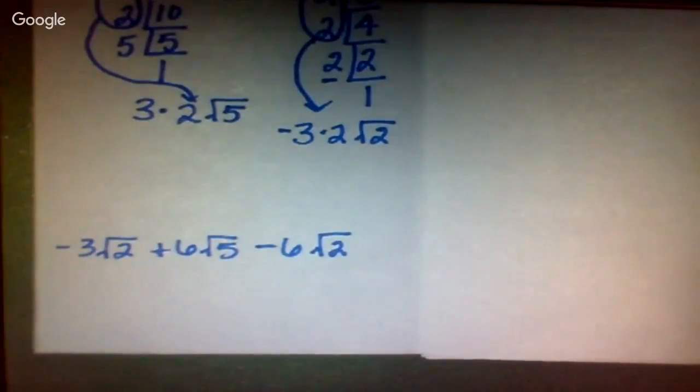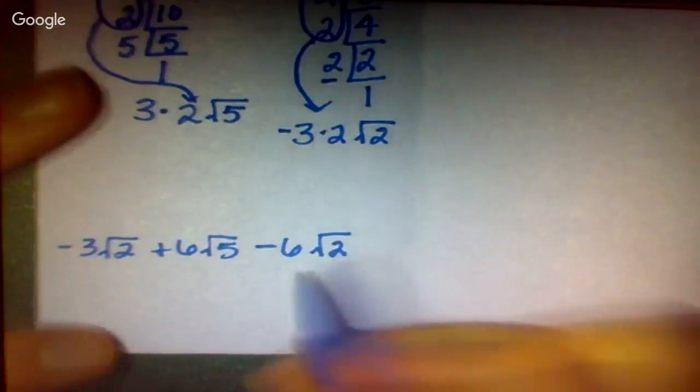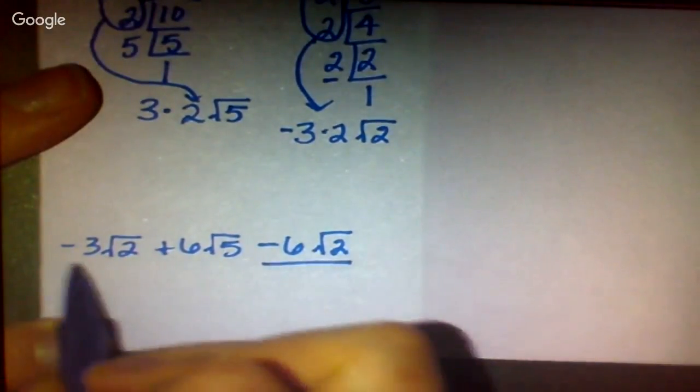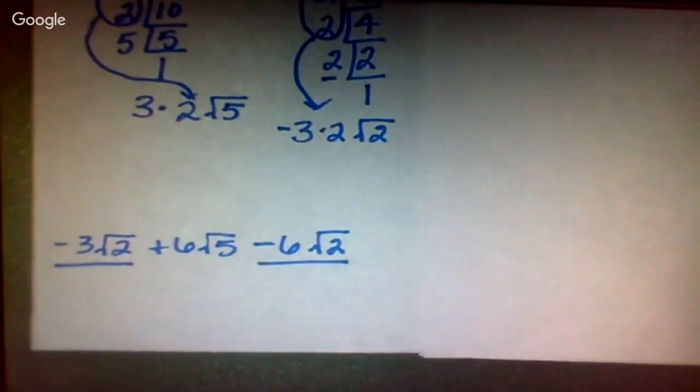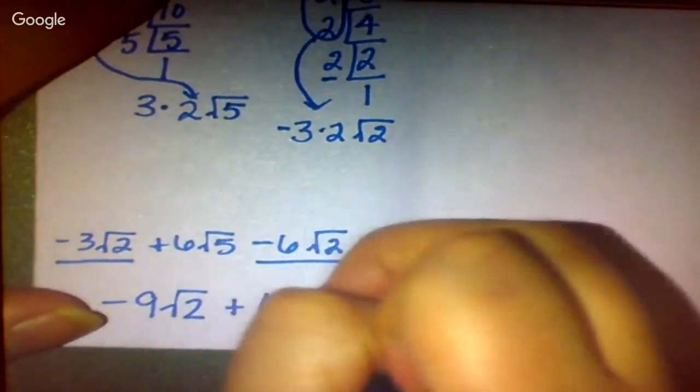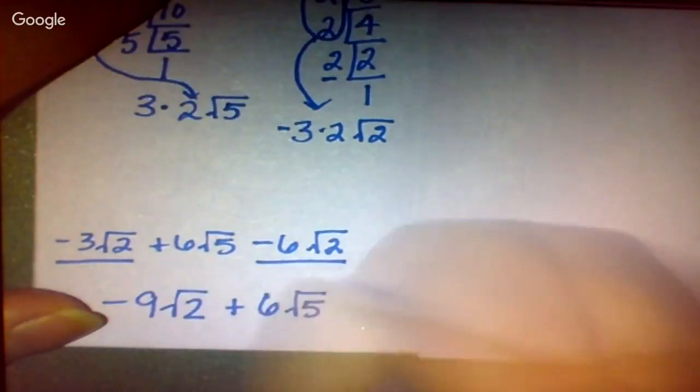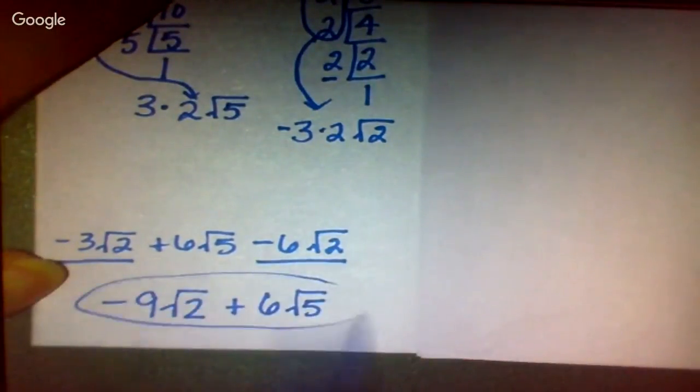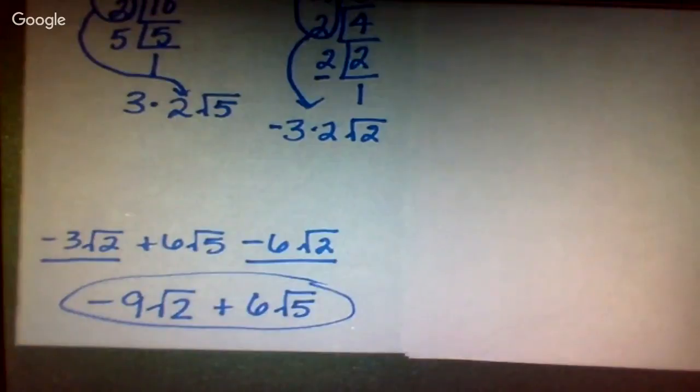My last step then is to combine what is alike. What can I put together? The negative 6 square roots of 2 and the negative 3 square roots of 2. So what's negative 6 and negative 3? Negative 9 square roots of 2 plus, I didn't have anything to put with this other one, 6 square roots of 5. And that's your final answer.